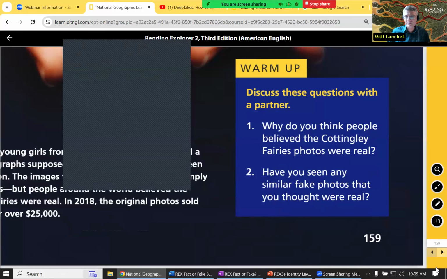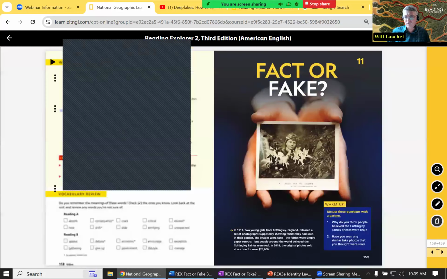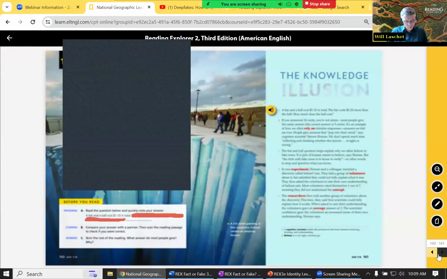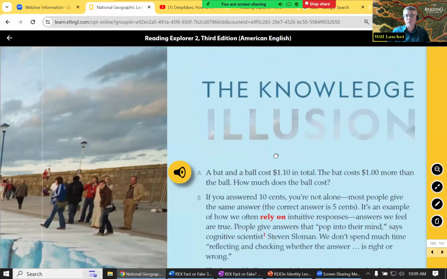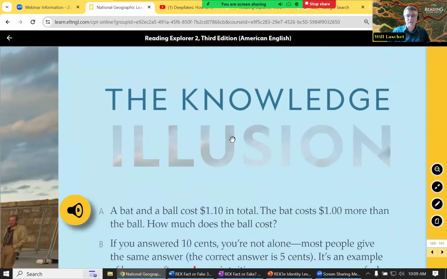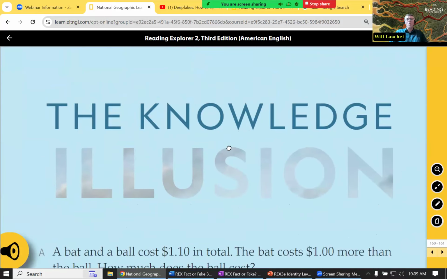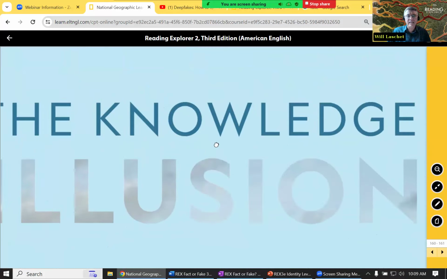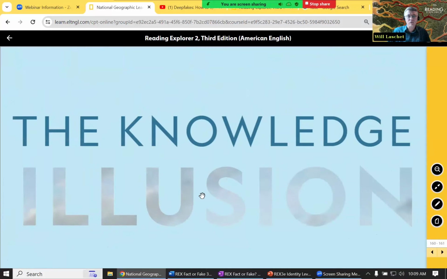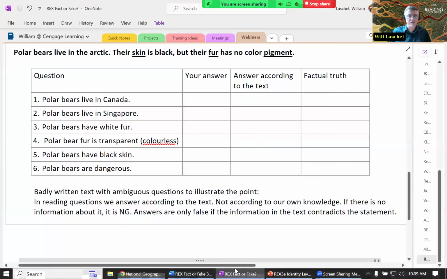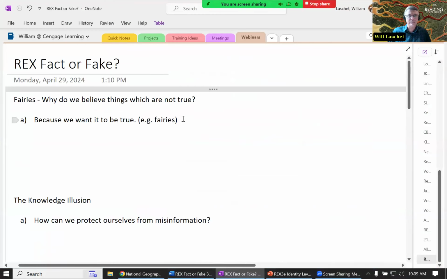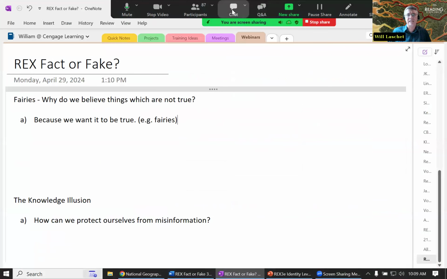Okay, fantastic. Right. We're now going to move on and we're going to look at a reading passage. And this reading passage is called The Knowledge Illusion. Okay, and this reading, The Knowledge Illusion, is about why we believe fake news, why we believe things that are not real. Okay, so before we do that, I'm going to ask you a few questions. I'd like to hear your opinion.